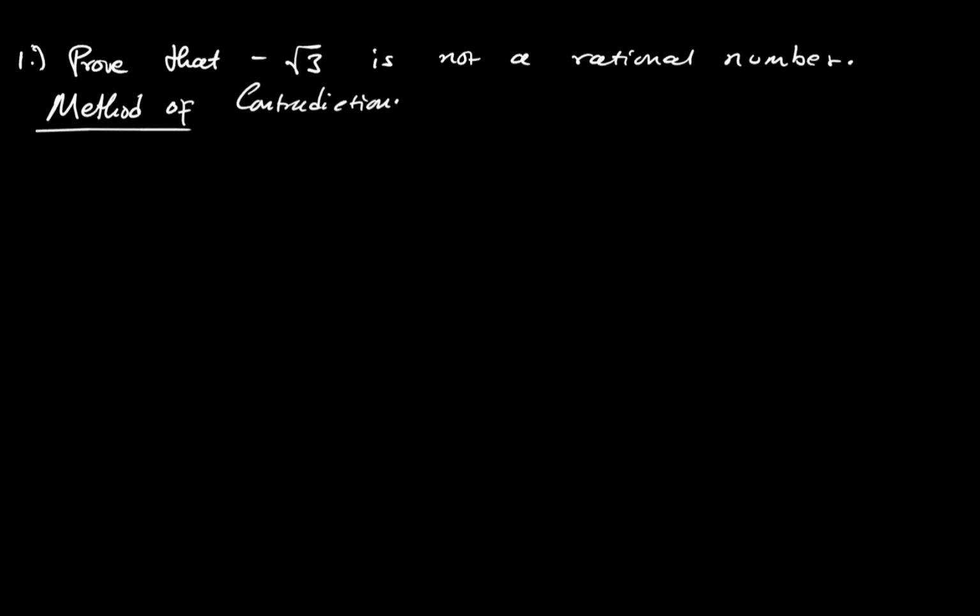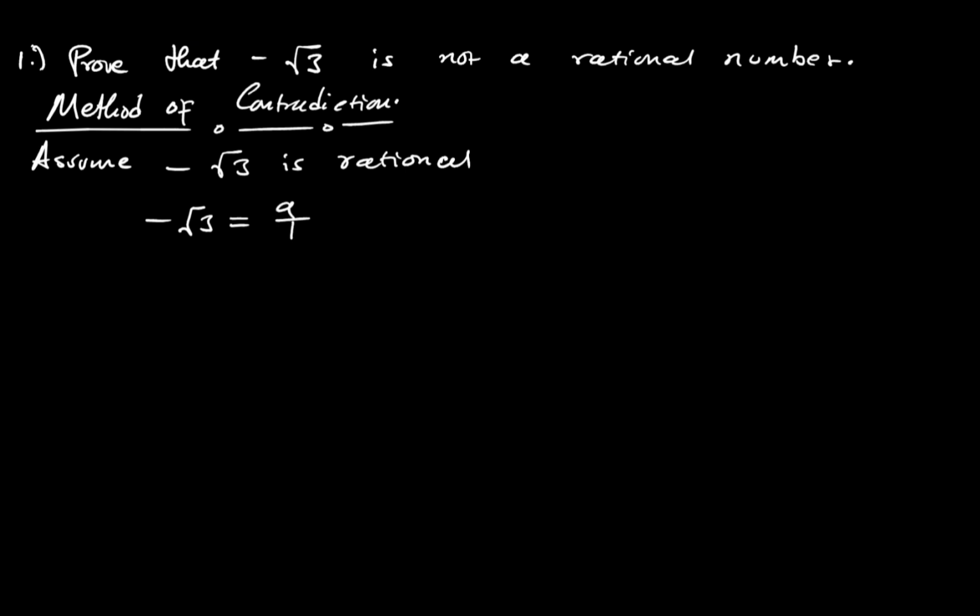Now, when it comes to the method of contradiction, it literally involves you contradicting with a statement that you give. So in this case, I'm trying to prove that something is irrational. So I have to assume the opposite. So I will assume that whatever I'm having, which is minus root 3, is rational. Because I want to prove that it's not rational, so by contradiction, I assume that it's what? Rational. So if minus root 3 is rational, it means that minus root 3 can be written in the form of a over what? B.